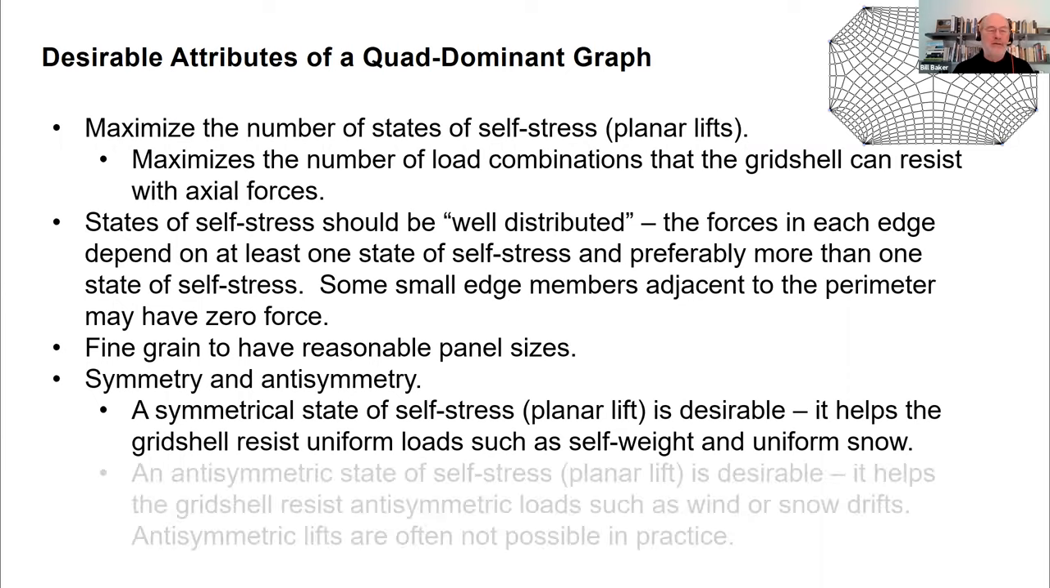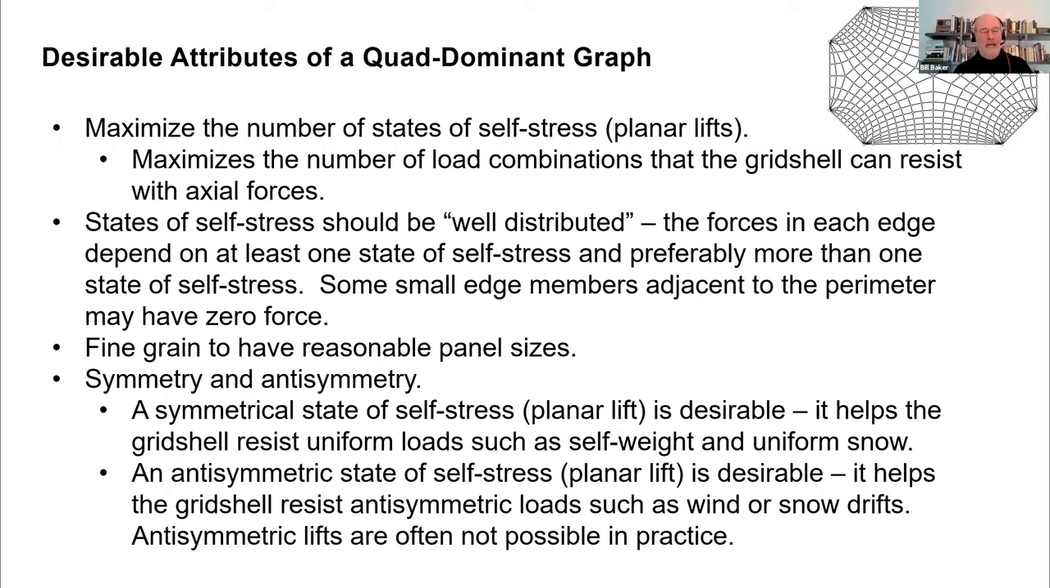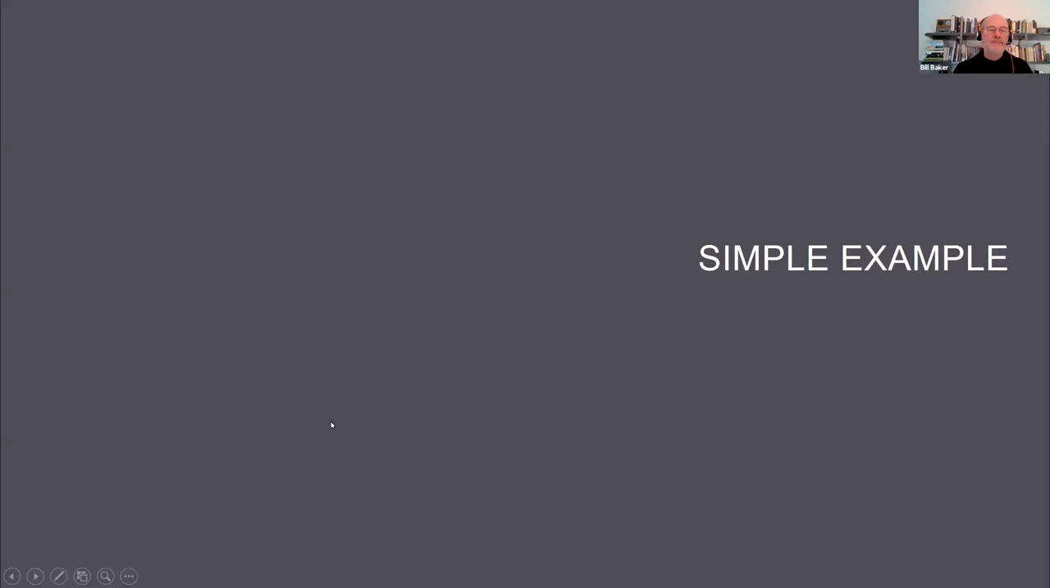But if you can, it's also nice to have anti-symmetrical states of self-stress or anti-symmetrical planar lifts. That's also desirable because it helps the grid shell resist anti-symmetrical loads such as a wind load or a snow drift. Let's say you had a bunch of snow on half your roof and no snow on the other. This will help. Now, getting anti-symmetrical lifts is often quite difficult and not achievable. The symmetrical lift is usually achievable and highly desirable.